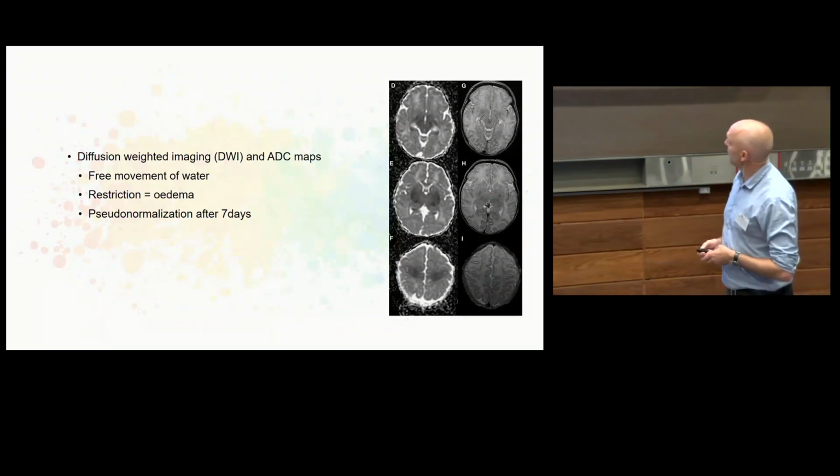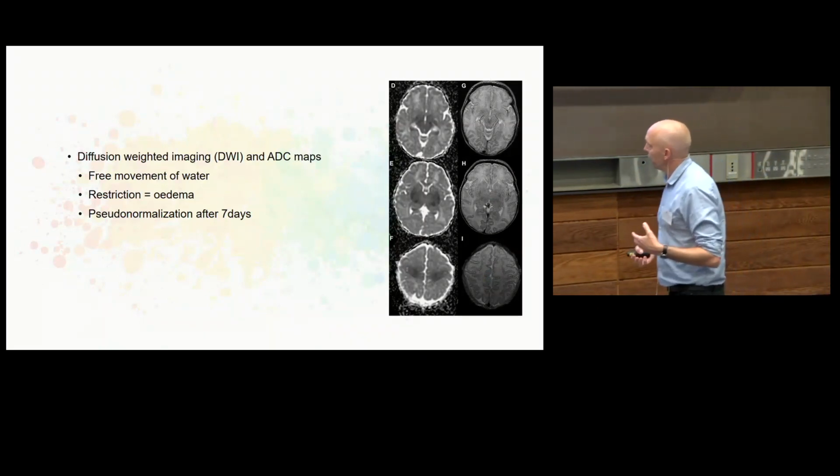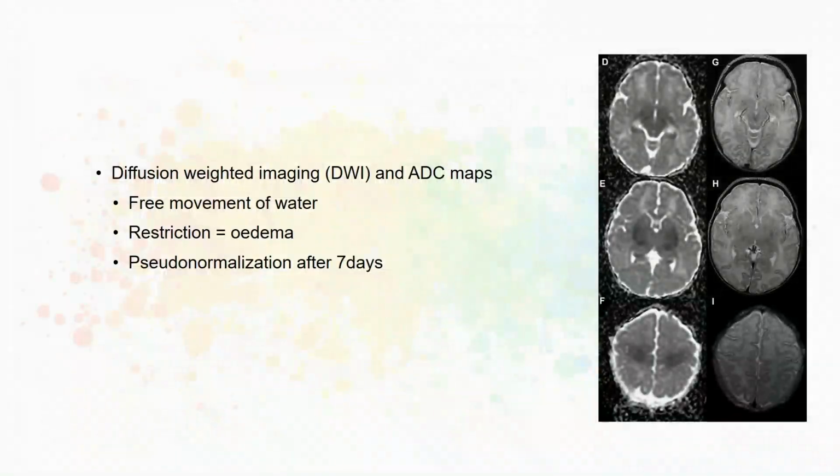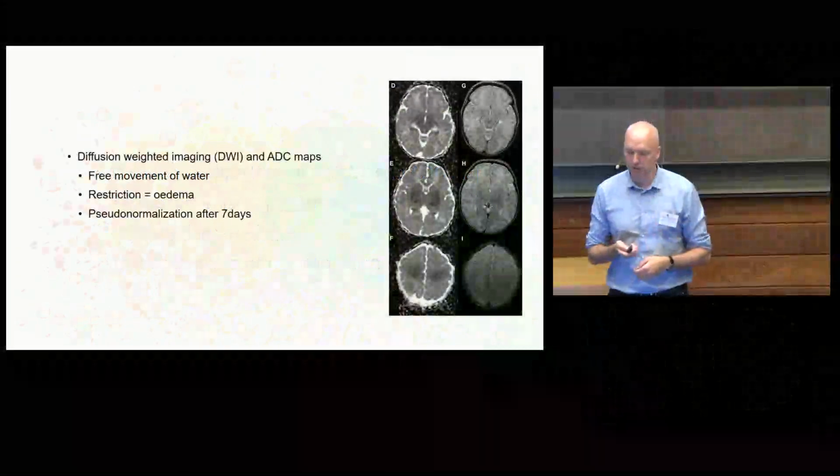So diffusion-weighted imaging can tell you about the free movement of water, and then when there is edema that is restricted. Again, I think that it doesn't necessarily pseudo-normalize after 7 days. In the piglet model, it's a lot faster, probably depending on all these things I mentioned previously. That time frame can be different, but there is a normalization when the edema disappears.